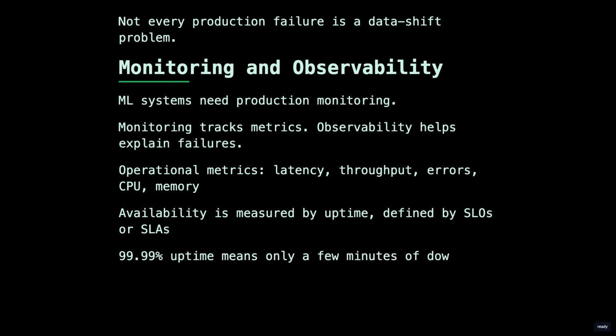Those percentages become very concrete once you convert them into downtime. 4 nines leaves only a few minutes of outage in a month, and 5 nines leaves only seconds. So small changes in the percentage represent a very strict reliability promise.